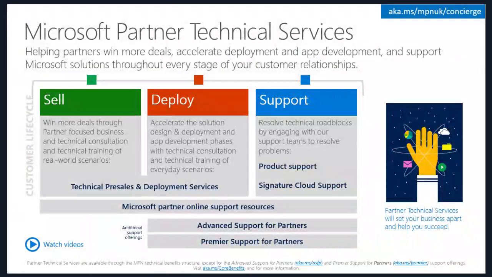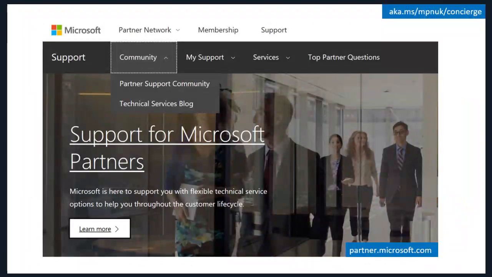So let's start with the online resources that are available to you. These resources are available to all partners, from network members right the way up to the gold competency level. So you can access all of the online support resources on the MPN portal under the support tab. And there's multiple self-serve support resources available within here.